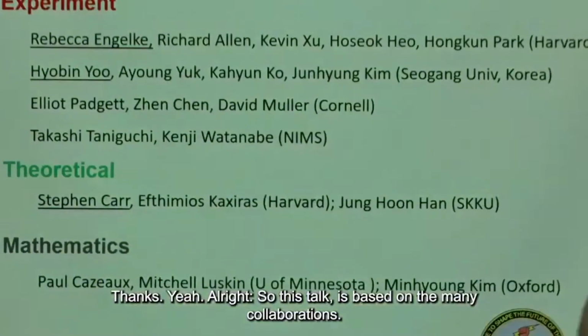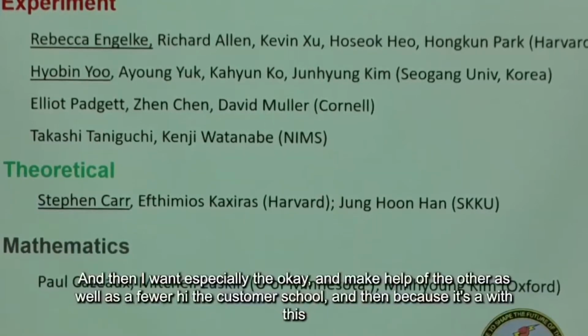All right. So this talk is based on many collaborations, and I especially want to mention these two people, Rebecca and Gilbert, who just graduated, and a former postdoc now at Sorbonne University, with the help of other experimentalists, as well as theorists, especially Stephen Carr in the Kaxiras group, and Song Han. And because it's related a bit to topology, later on you will see that we have a rather interesting collaboration with mathematicians, Mitchell Luskin's group, as well as Minion Han and others.